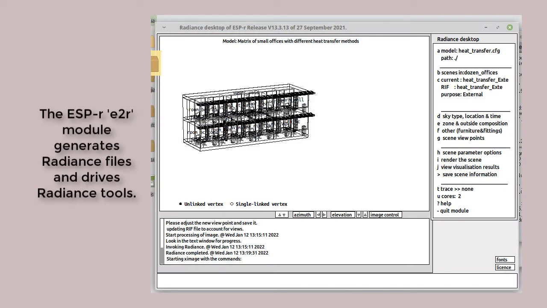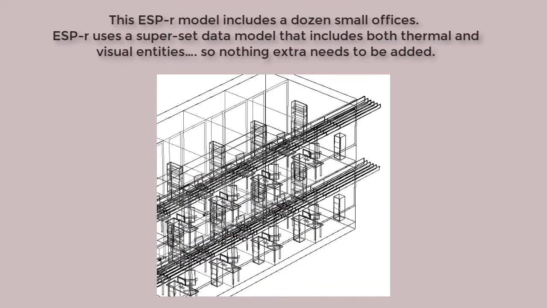ESP-r is based on a superset data model which includes thermal, electrical, fluid flow, and visual entities. The E2R module of ESP translates ESP-r models and drives Radiance tools to accomplish a range of common tasks. This video is a brief exploration of visual assessment tasks on an ESP-r model of a portion of an office building.